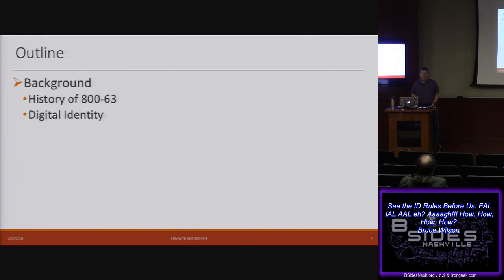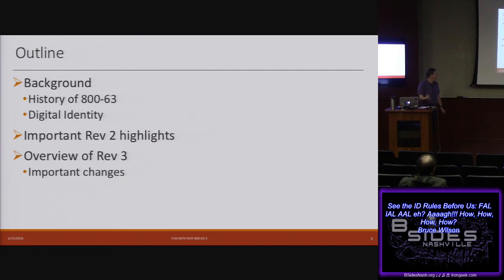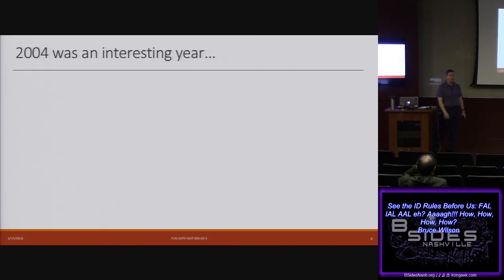As an outline, I want to talk about the background of the whole family of NIST 800-63 and the concept of digital identity as a general comment. We'll talk about some things in Revision 2. That was what was out until relatively recently. We will then move into Revision 3 and some very important changes that came in with Revision 3 and some new stuff. Now let me roll back a little bit.